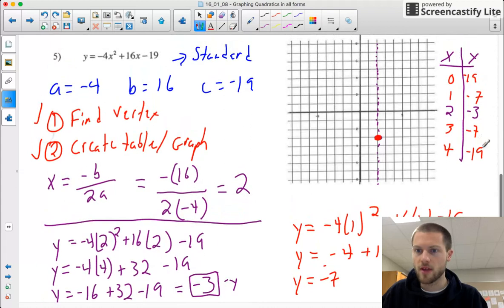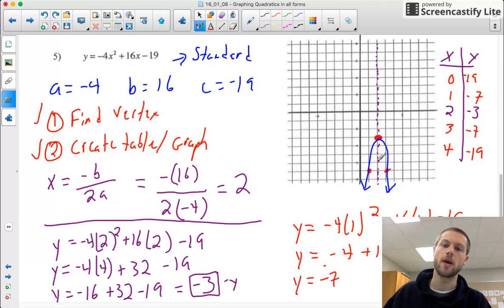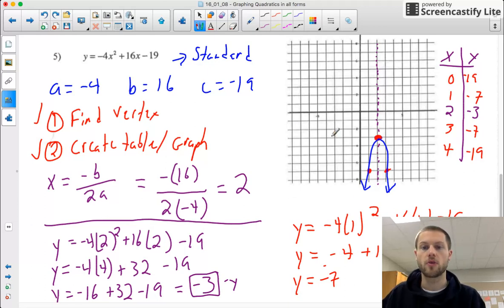I'm not going to fit these negative 19s. That's okay. Let's fit whatever we can. So I've got 1, negative 7, and then I've got 3, negative 7. And let's sketch this smooth curve here. It's going to look something like this. And just as we predicted, the axis of symmetry goes right through that vertex. I could talk about the domain. I could talk about the range. The range here would be y is less than or equal to negative 3, since everything is below. And there you go, graphing in standard form.